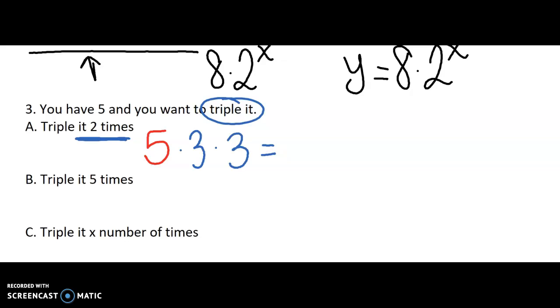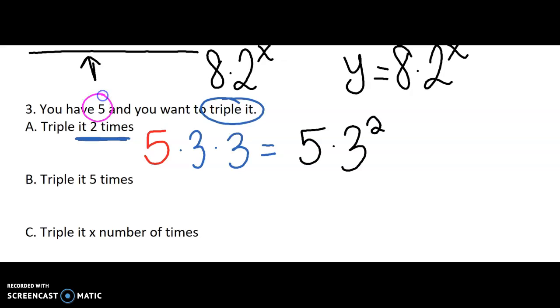If I wanted to rewrite this, I could write it as 5 times 3. And how many times did I multiply it? 2 times. And that gives me the answer. Again, I'm not worried about what the number is. I'm worried about kind of understanding the pattern. How do we get the pattern here? Let's try the next one.